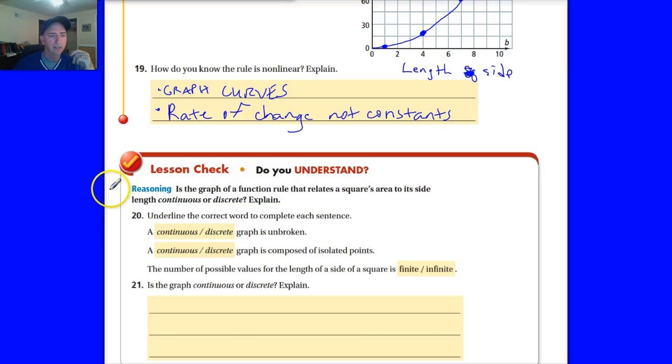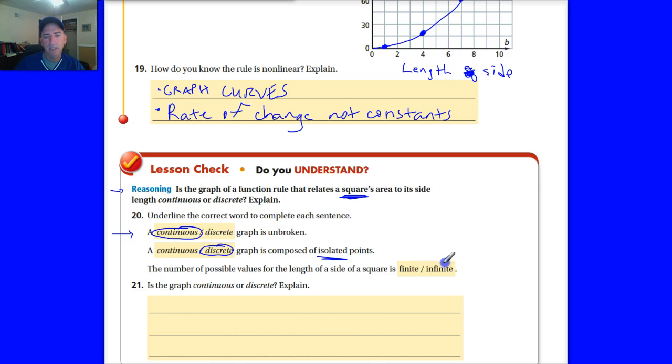With that said, let's finish up by answering these last two questions. It says, is the graph of a function rule that relates a square's side to its area continuous or discrete? And they ask you some leading questions here. A blank, either continuous or discrete, graph is unbroken. Do you remember what that is? Continuous. It's not broken, it continues infinitely. A blank graph is composed of isolated points. In other words, meaning there are breaks. That would be discrete.